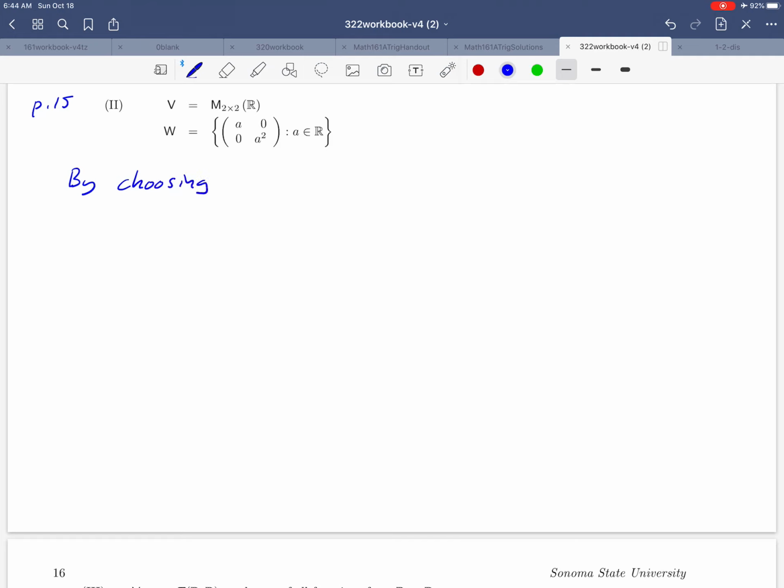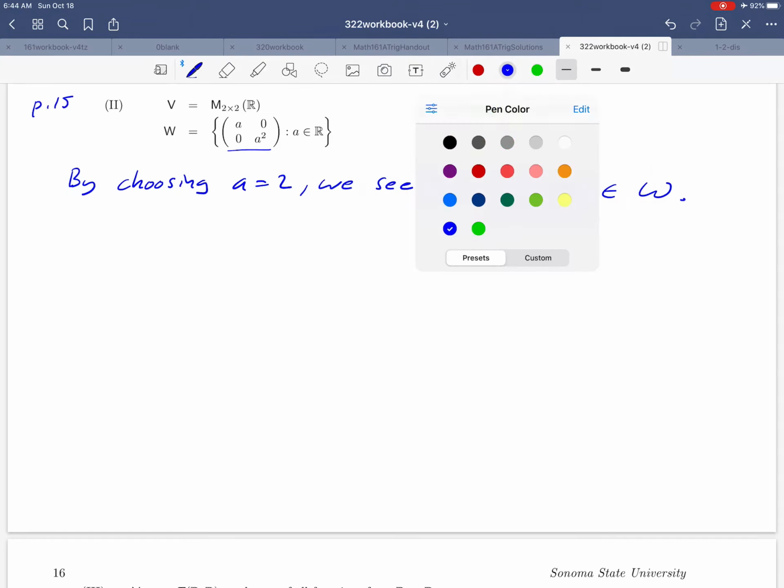We'll start by choosing some non-zero value of A. I'm just going to choose A equals 2. And notice that if we do that, just go up to this general form and substitute 2 in for our A's, we get [[2, 0], [0, 4]]. That has to be in W. It fits the form of what it means for a matrix to be in W. Notice that 4 is the square of 2. That's basically what makes this work.